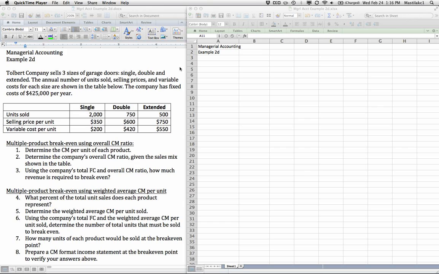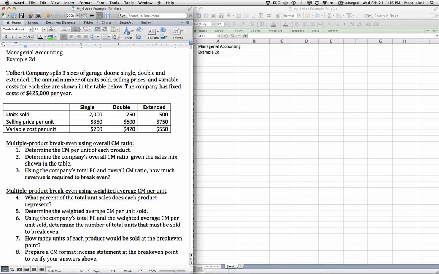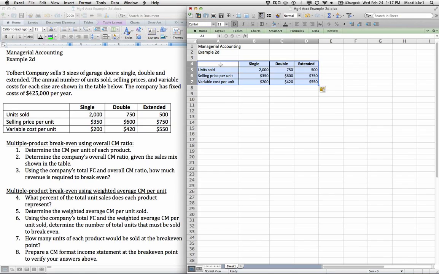So that's a situation where using the overall CM ratio is probably a more useful way to understand our cost volume profit analysis. So let's take a look at this example. Now, this is an example of a company where we only have 3 products, and so it's not terribly difficult to think about individual units of product, but we'll use this company to explain both concepts. So the first thing we're asked to do is to determine the contribution per unit of each product, the overall CM ratio, given the sales mix in the table, and then the overall revenue required to break even.